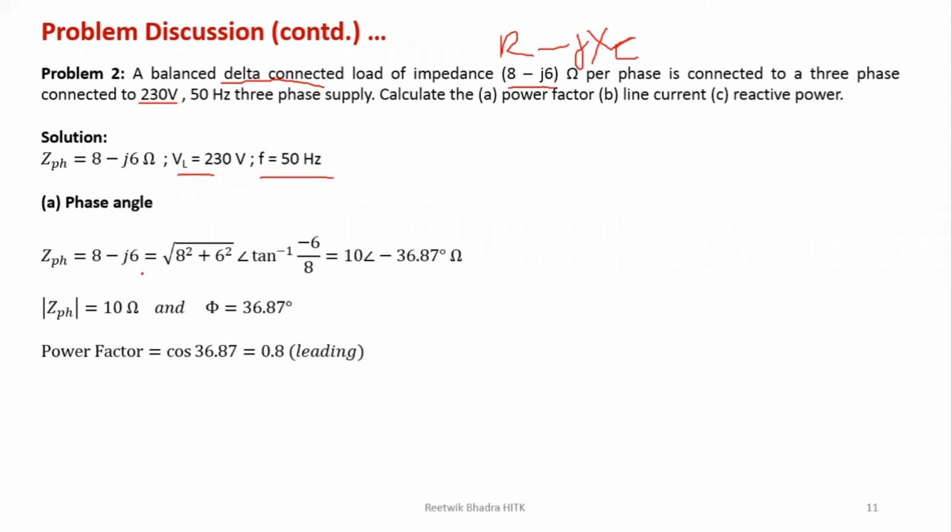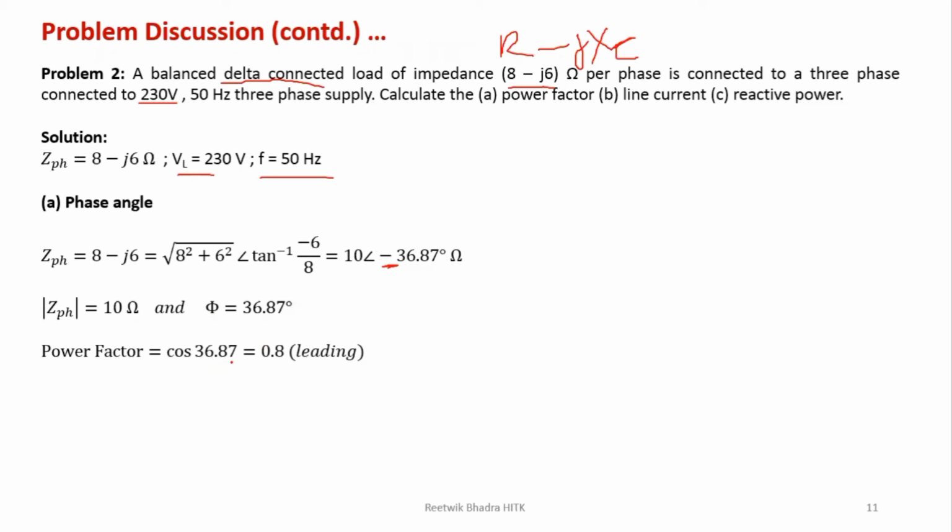So 8 minus J6 you convert into angle form: root over 8 squared plus 6 squared, and tan inverse. Take care of the minus sign: minus 6 by 8, only then will it come out minus. Please take care of this. So we get 10 at an angle of minus 36.87. We take the magnitude 10, and phi is 36.87.